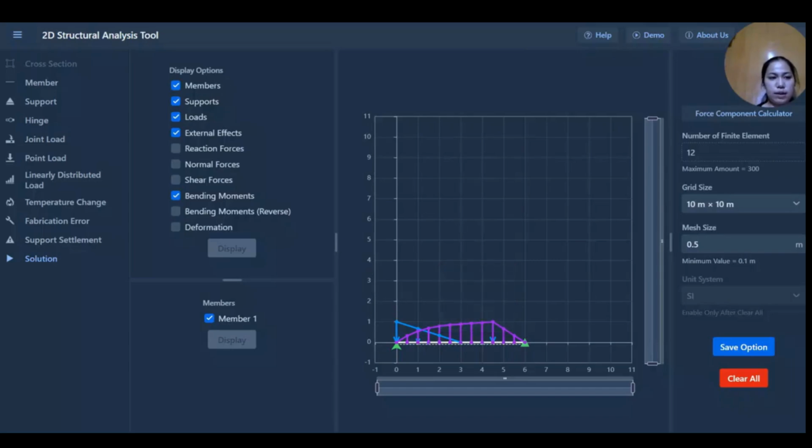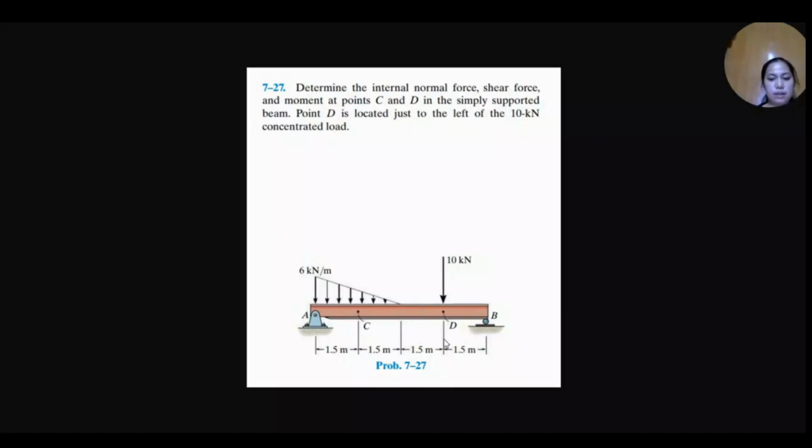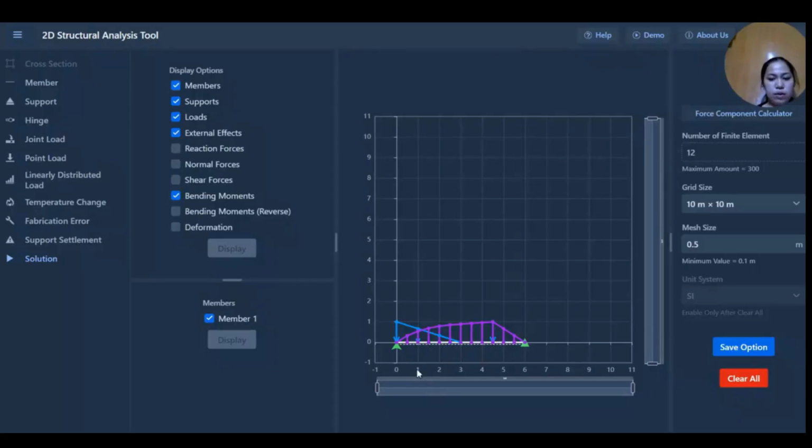Now let's go to point D. Point D is at the distance here, 4.5. So here 1, 2, 3, 4, 4.5. The bending moment at point D is 13.5 kilonewton meters, the shear force is 1 kilonewton, and the normal force is 0. So you can write down the answer, and let's check it against our solution.